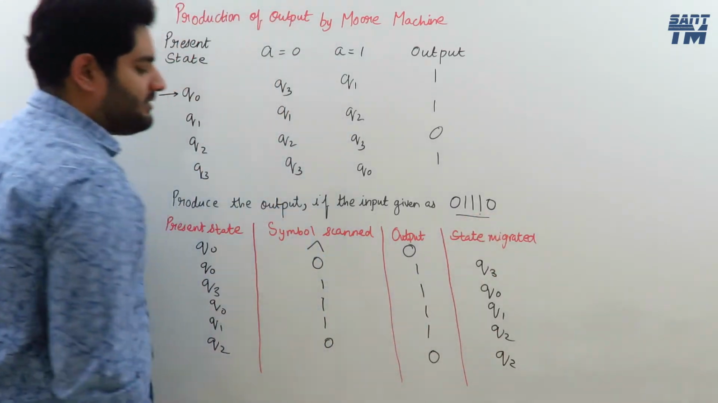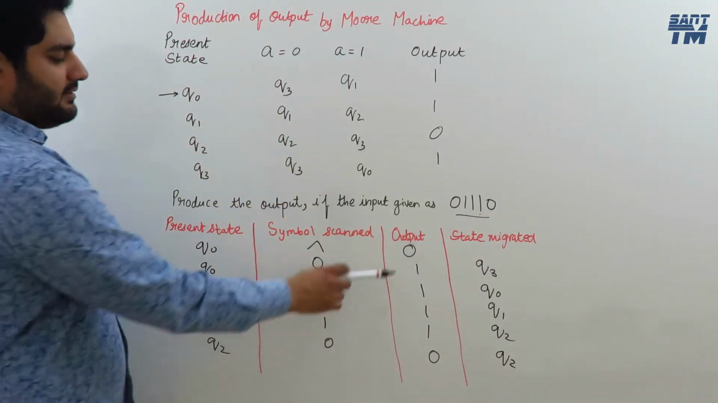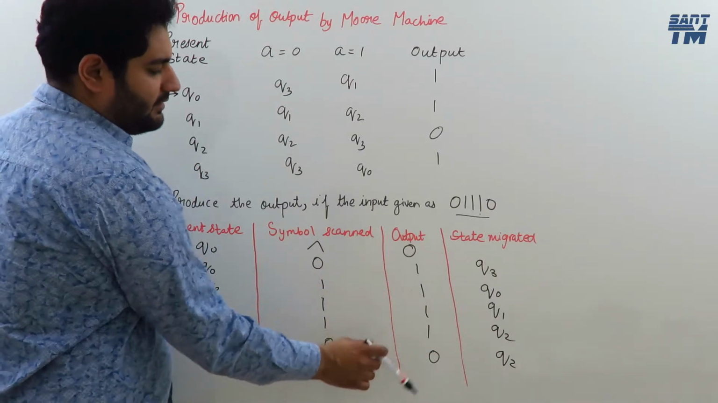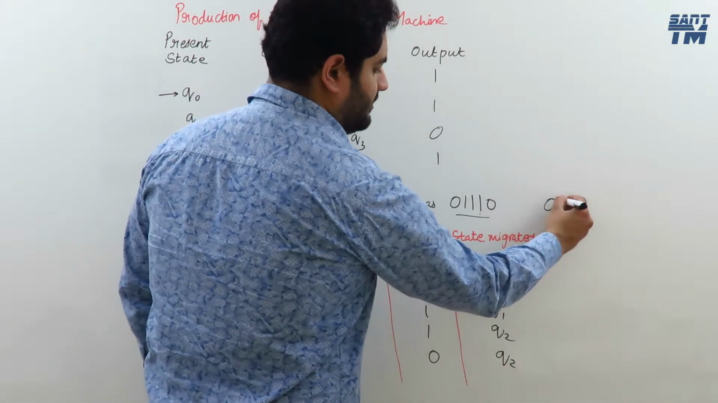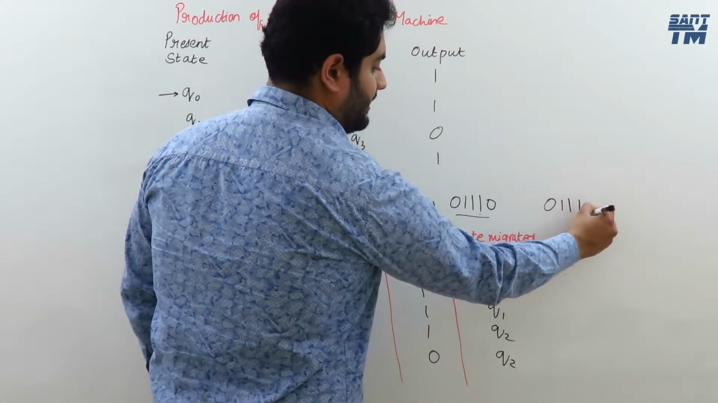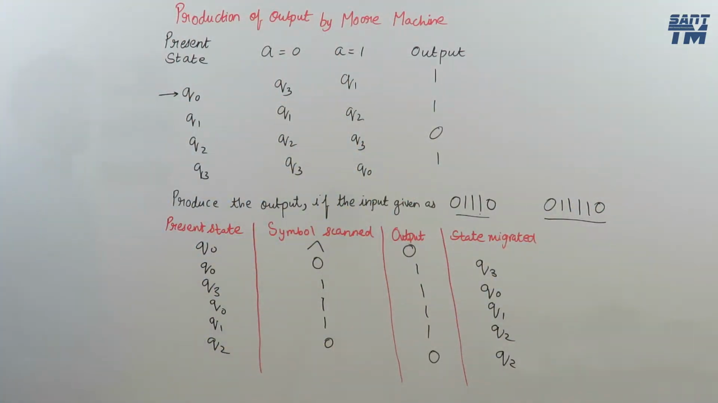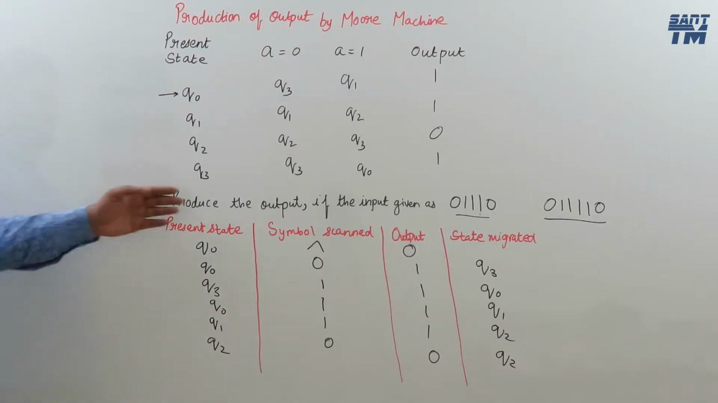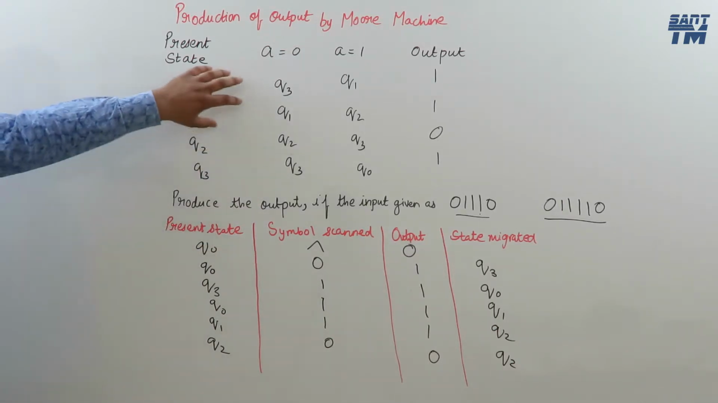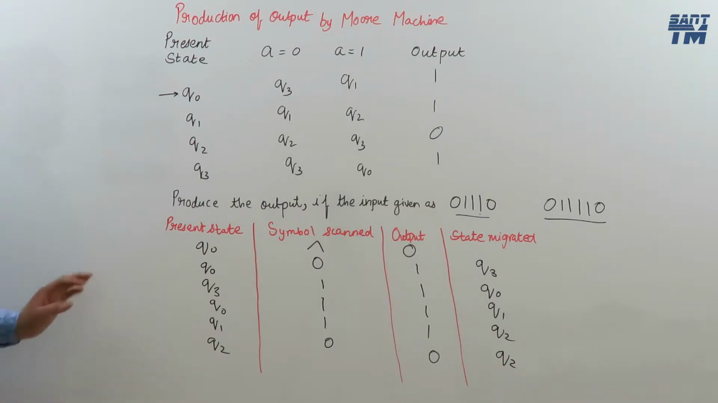Now the full string is processed. So our output is 0 1 1 1 1 0. This is our output for this input given to the machine. I hope production of output from the given input string to a Moore machine is now clear to you. Now we will see production of output from a Mealy machine.